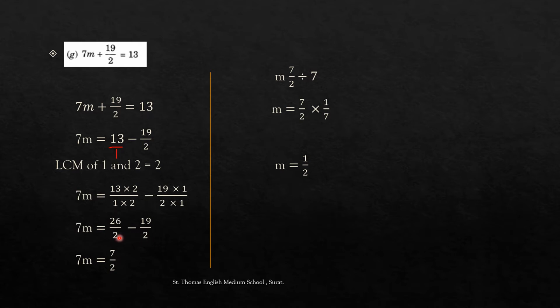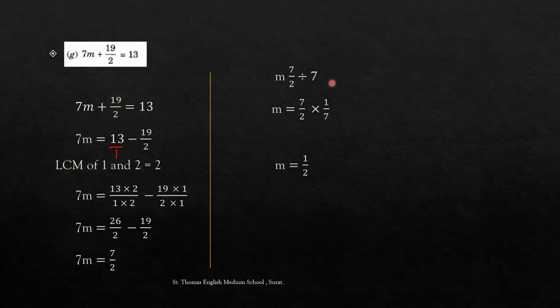It becomes like fraction, so you can subtract. 26 minus 19, that is 7, and denominator is 2. So 7m is equal to 7 by 2. It's clear? Now 7m is equal to, so this is multiplication. If it goes, it becomes division. So we can write like this: m is equal to 7 by 2 divided by 7. Now division means put multiplication sign and take the reciprocal.